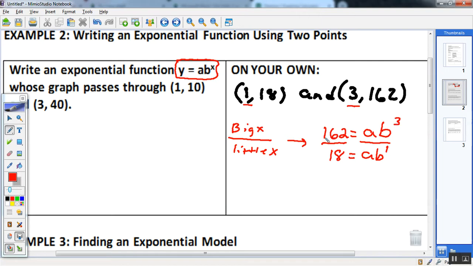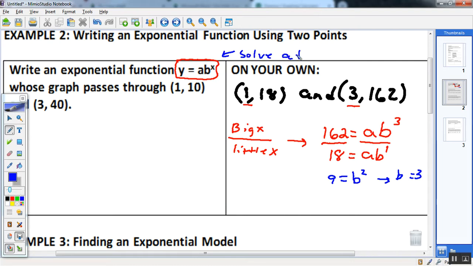Now guys, we talked about this yesterday. If 162 is equal to this first expression, and 18 is equal to this second expression, then 162 divided by 18 should be the same as the first expression divided by the second. So somebody quickly, 162 divided by 18, what do we get? 9. So we have 9 equals, what do the a's do to each other here, kids? And then how about b to the third over b to the first? That's b to the 2nd. What does that make b here, kids? 3.